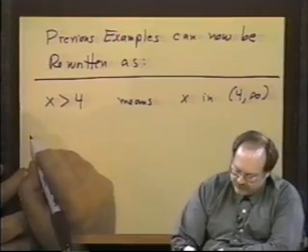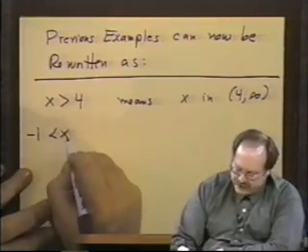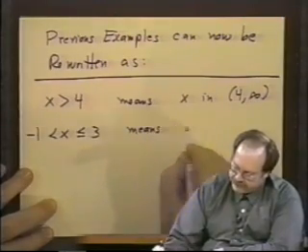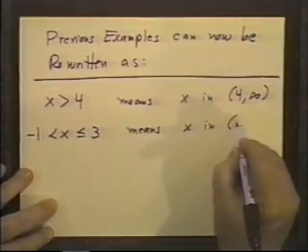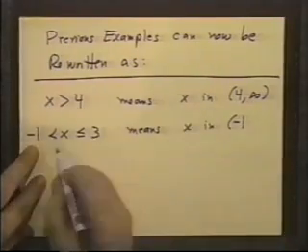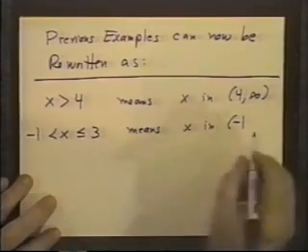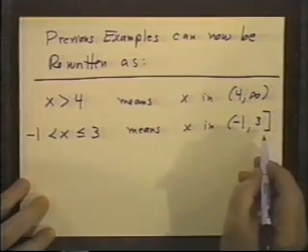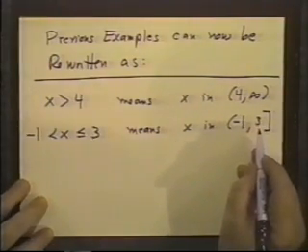Here's another one from before. I had minus 1 less than x less than or equal to 3. What is that going to mean? That means x is in the interval open at minus 1, because I'm not including minus 1, and on the other end including 3. So this is a half open or half closed interval, including 3.